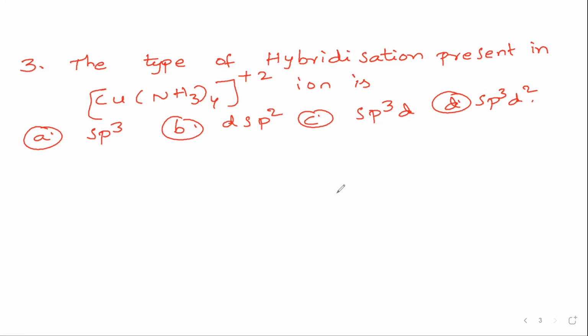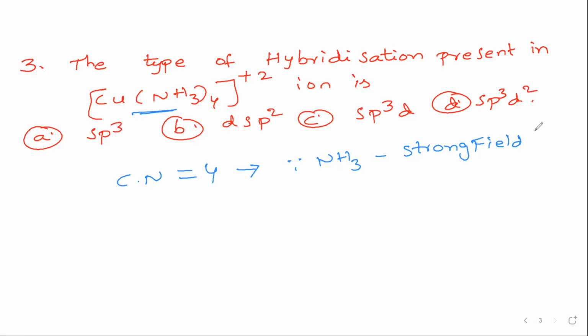What is coordination number? The number of ligands attached directly to the metal is called its coordination number. So for this compound, the coordination number is equal to 4. So definitely it should have either sp3 or dsp2. So C and D are ruled out. So it will have either sp3 or dsp2. And how can we identify whether it is sp3 or dsp2? Straight away, since ammonia is a strong field ligand.